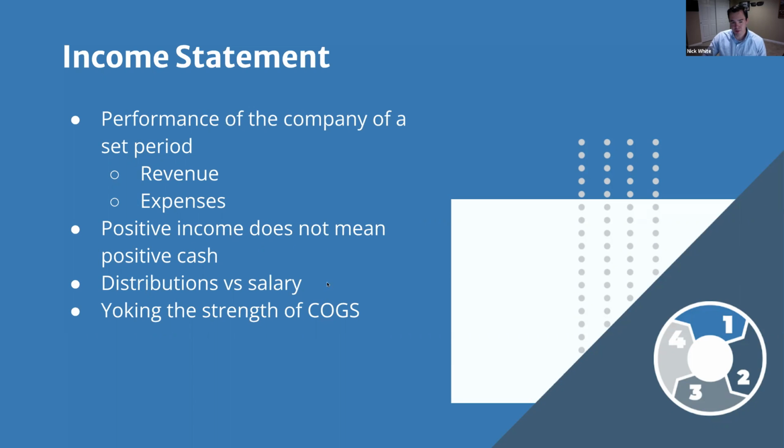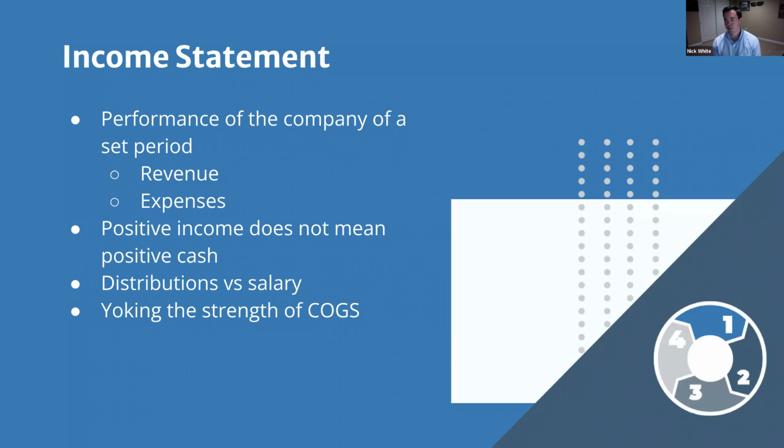And then distributions versus salary. This is a common question with a lot of our business owners, especially with S Corps. On our last webinar, if you haven't looked at it, go ahead and take a look, we talked about S Corps. If your business is an S Corp, the owner is required to take a salary, and that's going to be a W-2 wage. All salaries, W-2 wages, are going to be running as an expense on the income statement. If the owner decides that there's enough profit sitting in the business that they can rightfully take out of the business, that's a distribution, and that's going to be running through the balance sheet in the equity section that we just touched on.